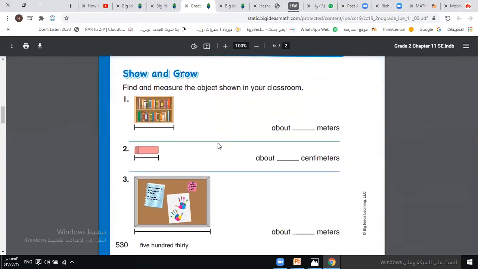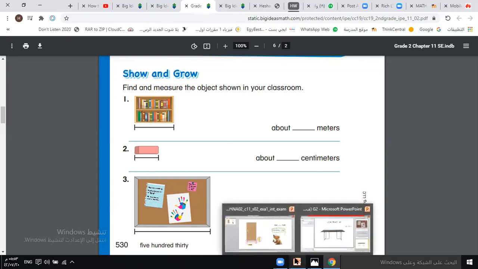Okay, now grade 2, we have this bookshelf. This bookshelf is about how many meters? Grade 2, we speak about real objects. We speak about objects in your classroom. Real objects, not a picture. So the bookshelf is about how many meters? Remember the meter stick. How many meter sticks?